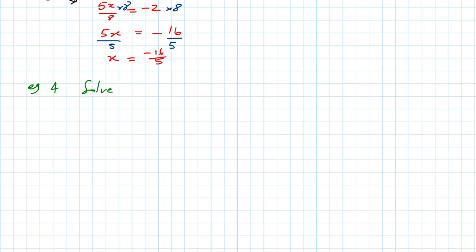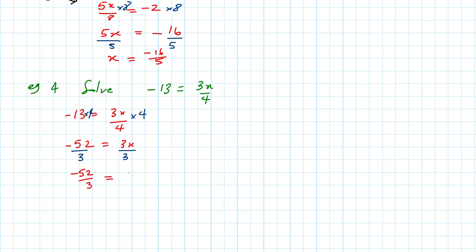The last scenario that we're going to have is if we're working it the other way around. So negative 13 equals 3x over 4. Now notice with this question, the x is positive. There's no minus sign with that one, so we don't need to change signs. We're just going to get rid of the fraction here. So multiply both sides by 4. So negative 52 equals 3x. Divide both sides by 3. So negative 52 over 3 equals x.